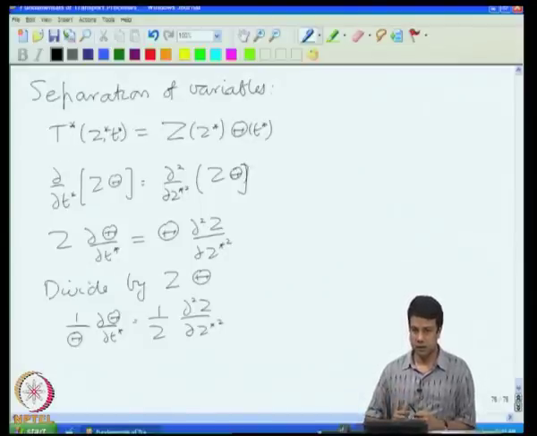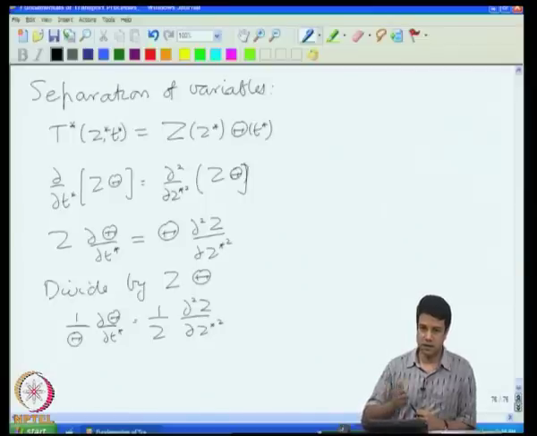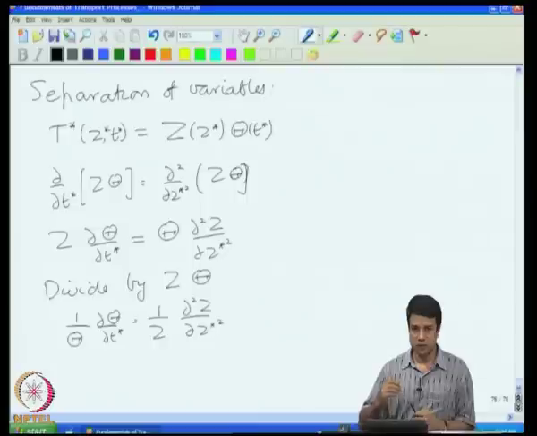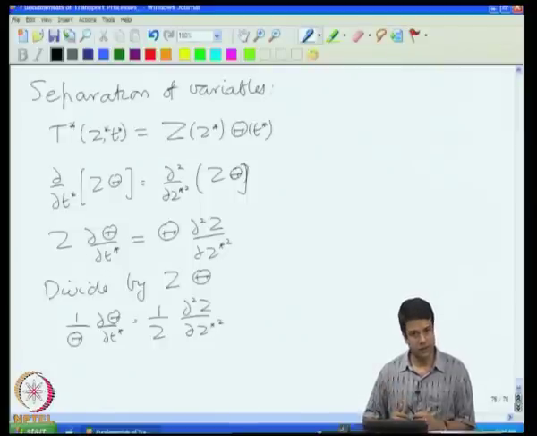Alternatively, I could do it the other way. I could keep z star a constant and change t star, in which case only the left changes. So, the only way that this equality will be valid for all values of z star and t star is if both sides are equal to constants.